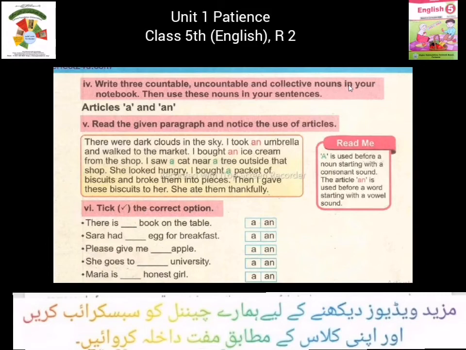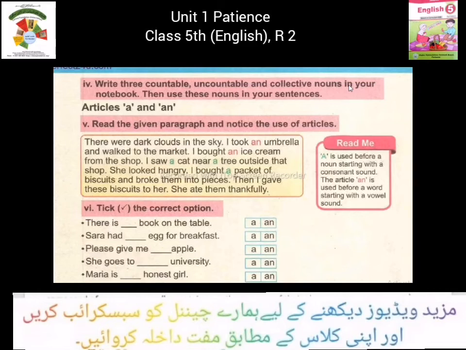So there is a paragraph. There were dark clouds in the sky. I took an umbrella and walked to the market. So umbrella, U is a vowel and starts with a vowel sound. So that's why we will put article An before this word. I bought an ice cream from the shop. I saw a cat near a tree outside that shop. She looked hungry. I bought a packet of biscuits and broke them into pieces. Then I gave these biscuits to her.